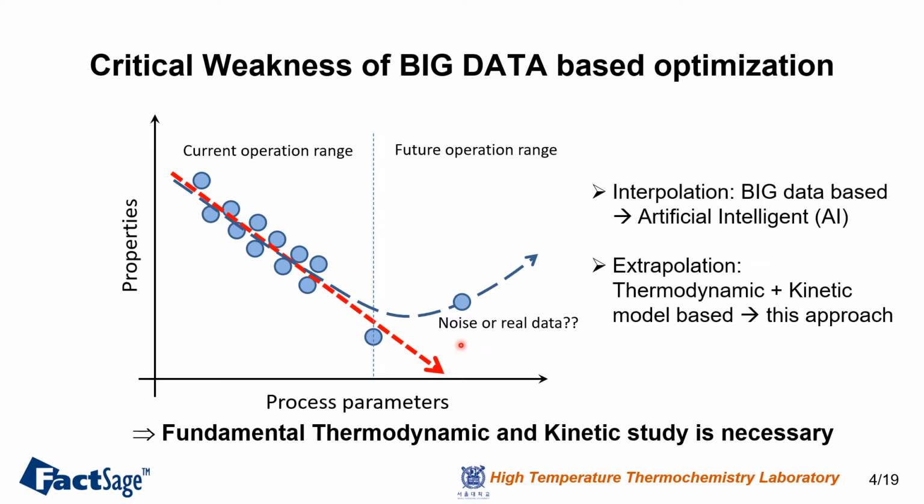In other words, big data analysis is very good for interpolation, but it is very bad for extrapolation. But if there's a change like this kind of curvature change, this should be based on some physics or chemistry. So we believe that fundamental thermodynamic and kinetic knowledge can tell whether the operation can have the actual curvature here, or it can go straight down like this. So that's why we want to make a digital twin model based on thermodynamics.